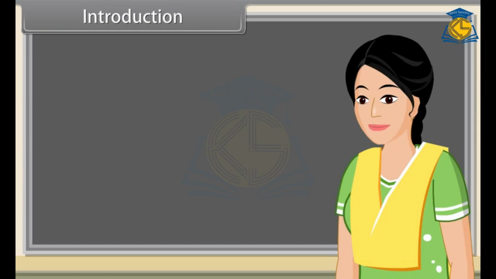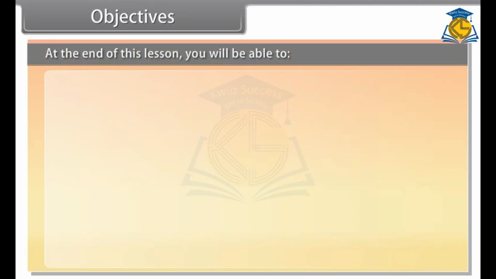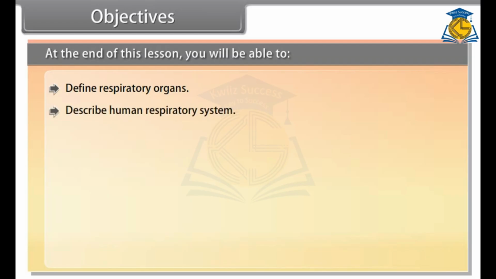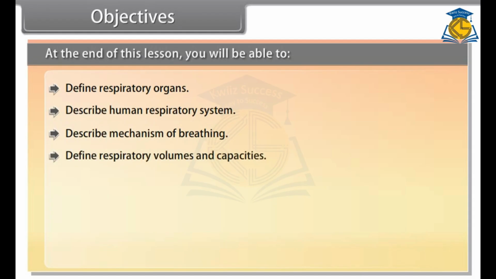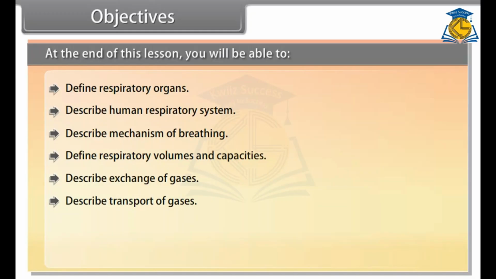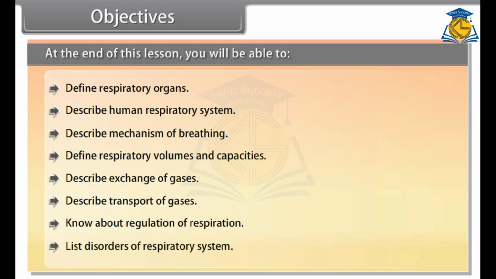Now I will tell you the whole process of respiration and its disorders. In this lesson, you will learn breathing and exchange of gases. Objectives. At the end of this lesson, you will be able to define respiratory organs, describe human respiratory system, describe mechanism of breathing, define respiratory volumes and capacities, describe exchange of gases, describe transport of gases, know about regulation of respiration, list disorders of respiratory system.